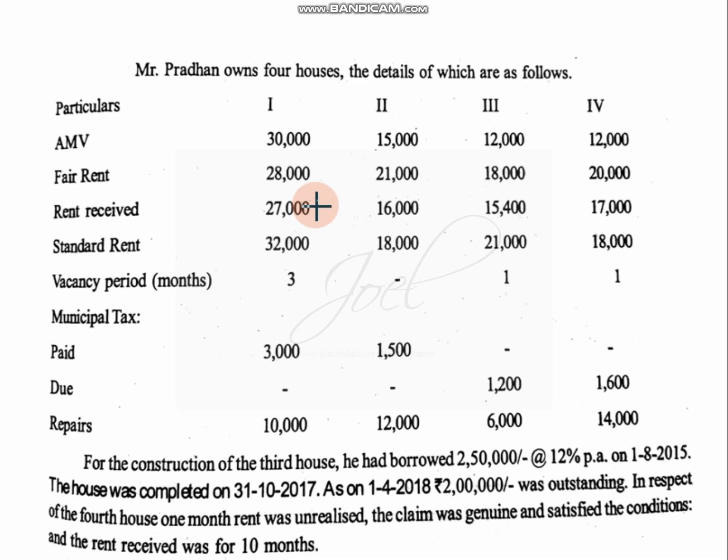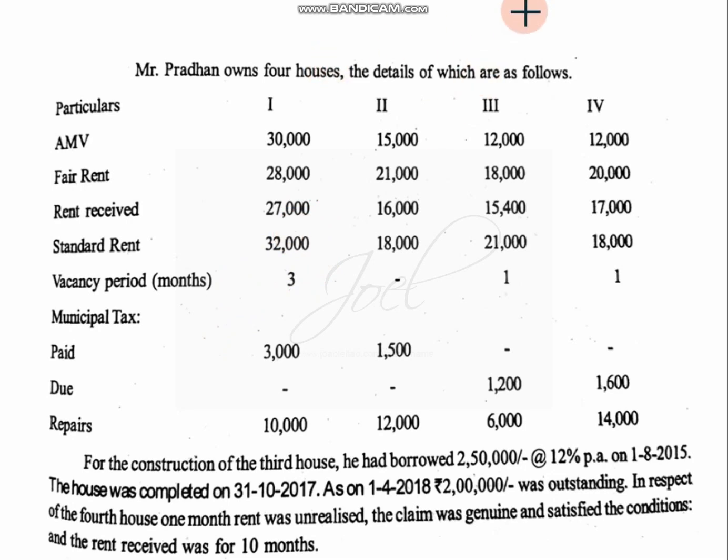Again listen carefully, when total rent received is given and vacancy period is given, in that case because of vacancy period we are receiving a lesser amount of rent. In that case, that amount and expected rent you have to compare, and if expected rent is more also, we are considering rent received itself as the gross annual value. We will see this problem.